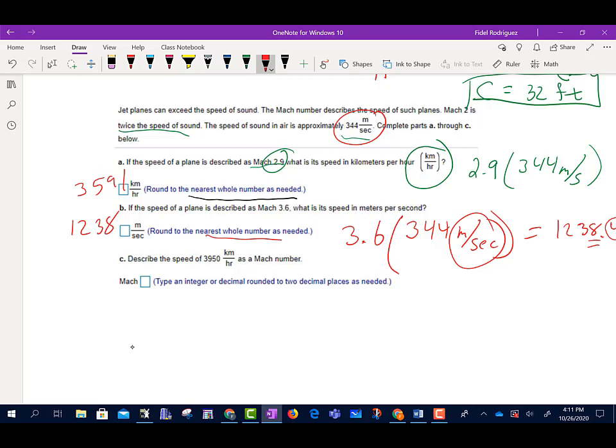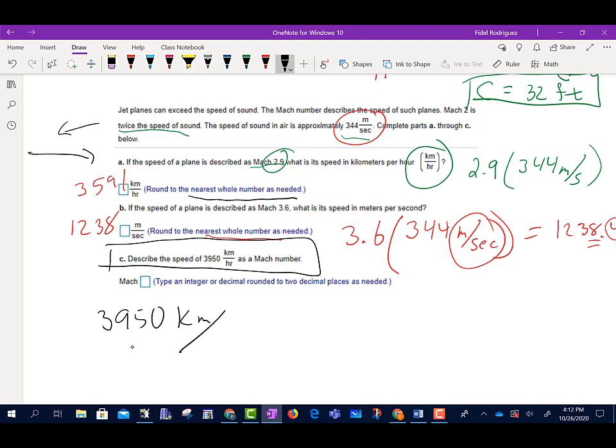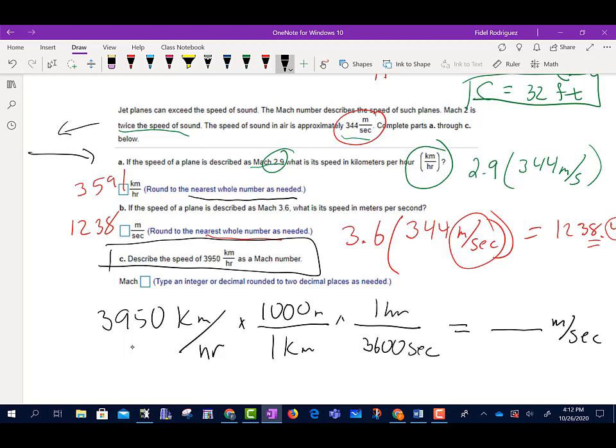Now, let's take a look at the next one here. It says, describe the speed of 3,950 kilometers per hour as a Mach number. Okay, the way this problem is written, it's going to be kind of like part A, but going backwards. So I'm going to write it out here, 3,950 kilometers per hour. The first thing I'm going to do is try to convert that into meters per second. I want to end up with meters, so I know that 1 kilometer is the same as 1,000 meters. And I also want to end up with seconds on the bottom, and I know that 3,600 seconds is the same thing as 1 hour.